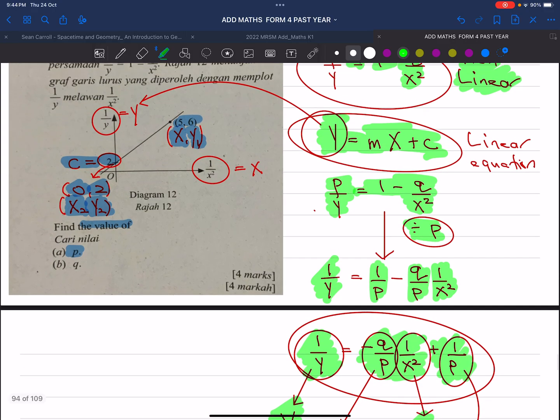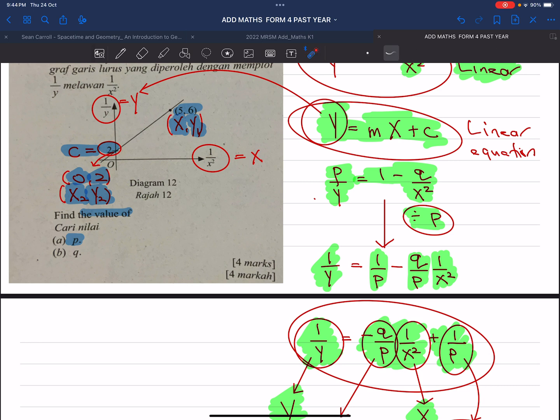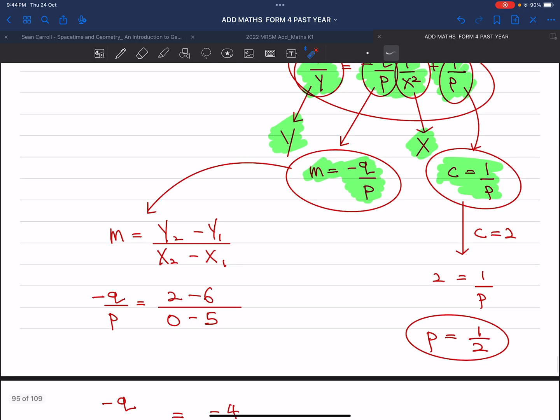Previously, we already had that C is 2 from the graph that we completed. So I substitute C equals 2: 2 is 1 over p. Of course, I take the p, I go up, the 2, I come down, exchange. So p is 1 over 2. We got our first answer, part A.